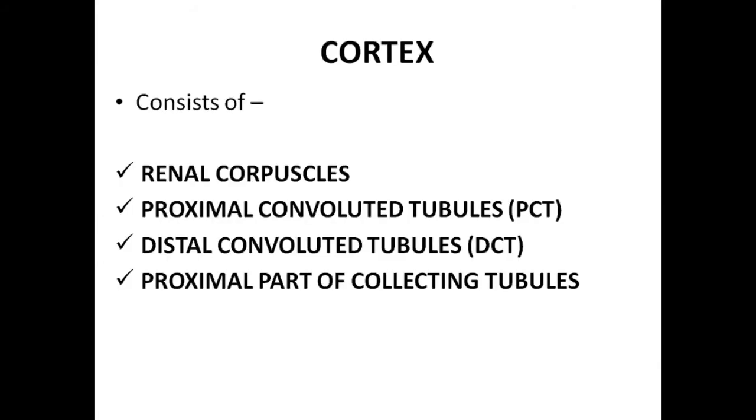Now we come to the individual parts. What is present in the cortex? What is present in the medulla? This will help in identifying the slide of the kidney in the exam. So the cortex consists of the renal corpuscle, that is the Bowman's capsule and, you can say, the glomerulus, then the proximal convoluted tubules, distal convoluted tubules, and the proximal part of the collecting tubule. These are the structures which are seen in the cortex.